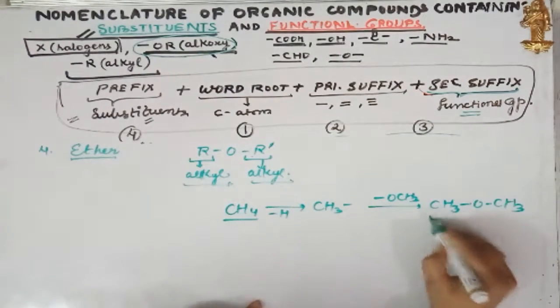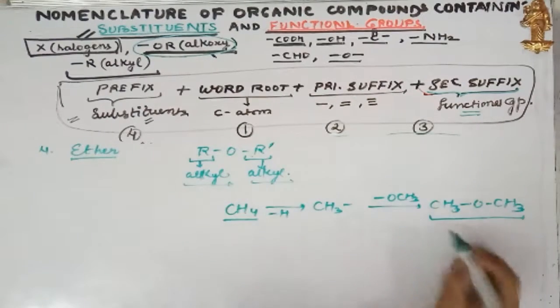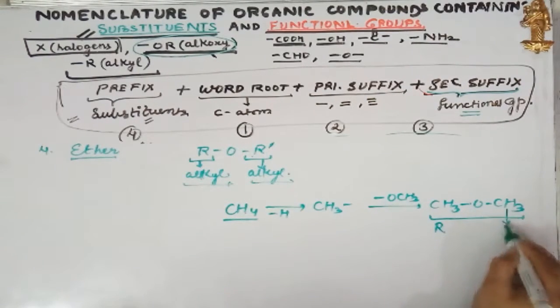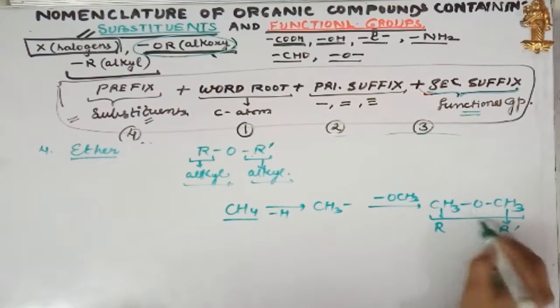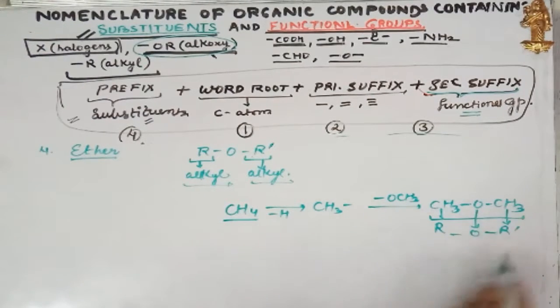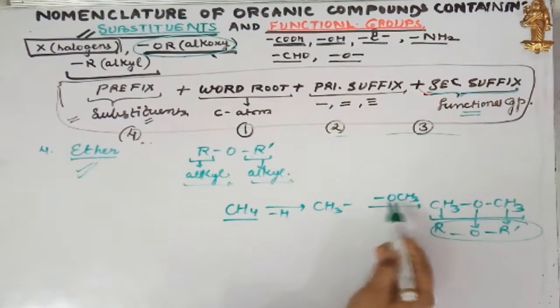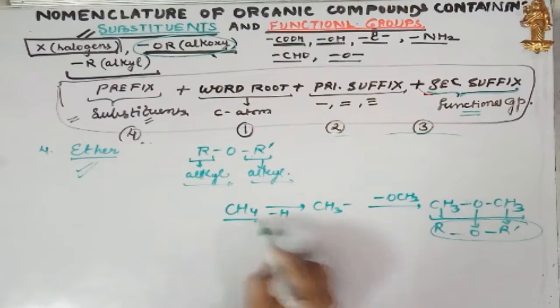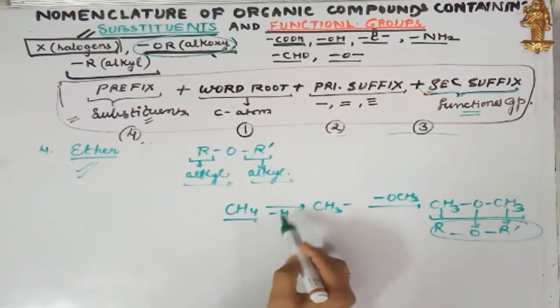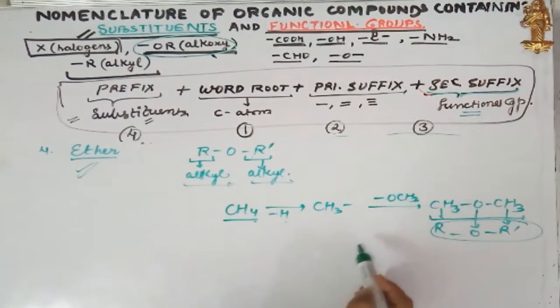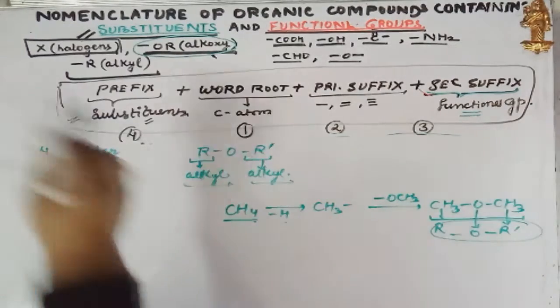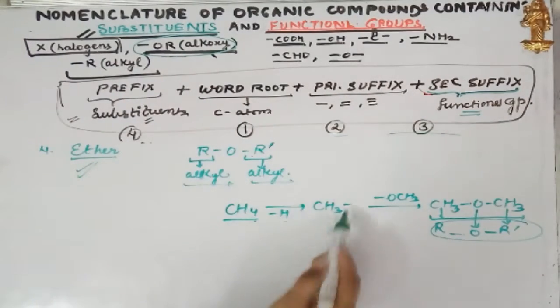CH3. Can you compare this formula with this ROR'? Here it is R, here it is R', and this is O here. So this becomes ROR'. So we have got this special compound called ether by adding OCH3 to the alkane by the removal of H. So this ether is actually formed by the addition of substituents to the alkyl group.